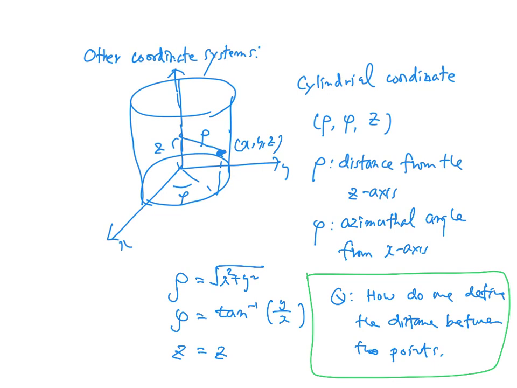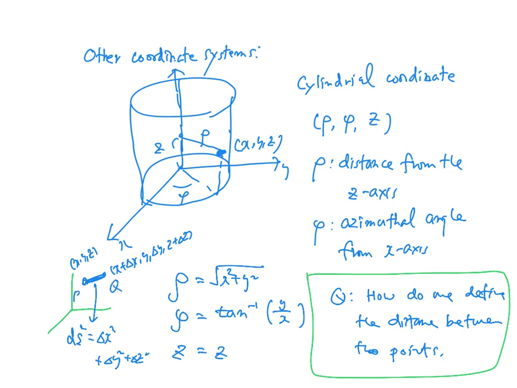In Cartesian coordinates, take the points (x, y, z) and (x plus delta x, y plus delta y, z plus delta z). What's this distance? This distance is delta x squared plus delta y squared plus delta z squared, right? That is the distance from P to Q in Cartesian coordinates.